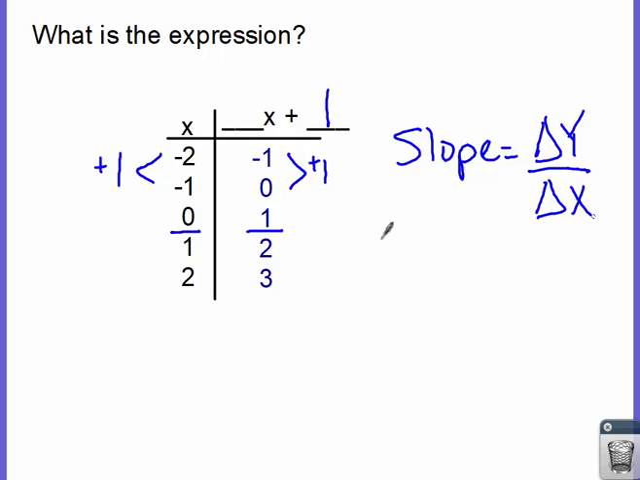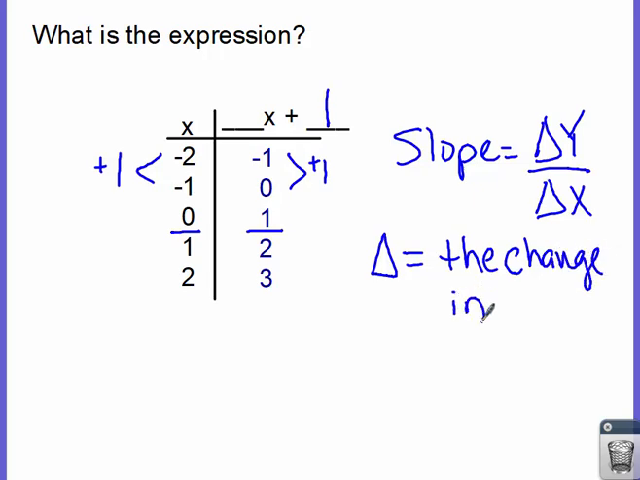And what this delta stands for is the change in. So I need to know, in order to find this number, this slope right here, I need to take the pattern on the right-hand side, the change in the y, because this is our y side, divided by the change on the x side. So 1 divided by 1 gives me 1. So we have 1x plus 1 for this particular expression.